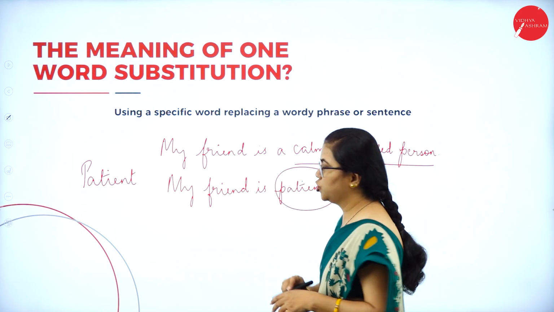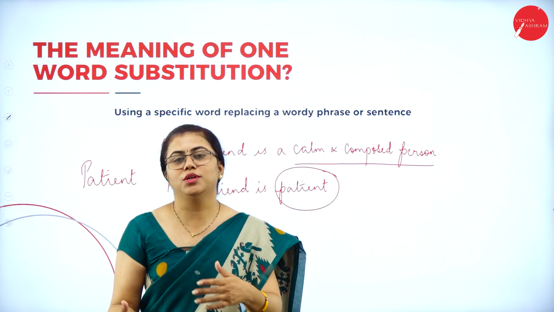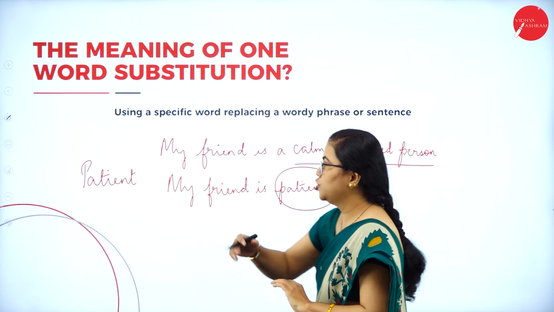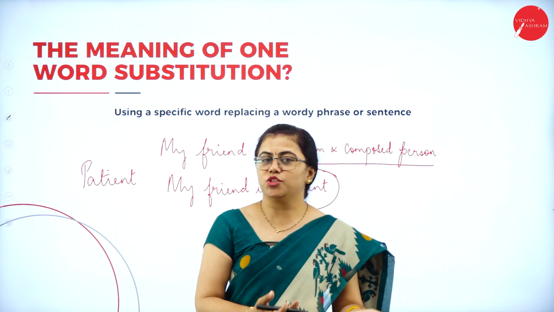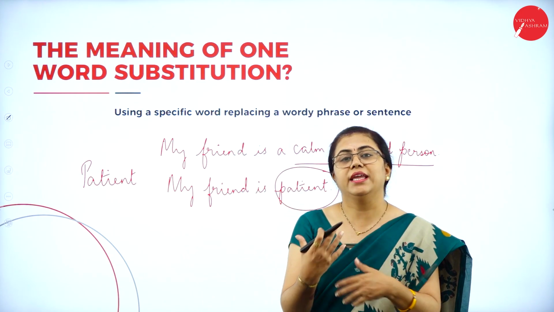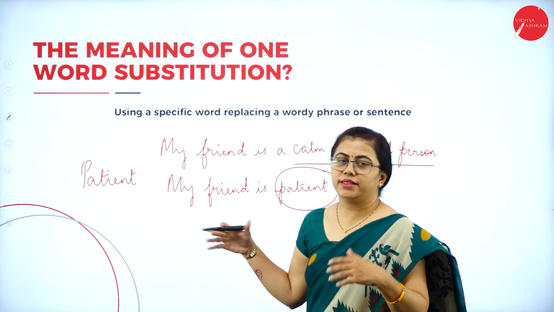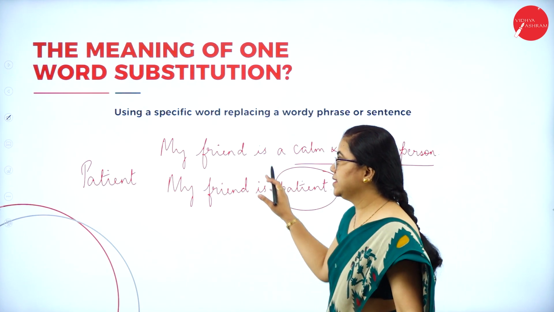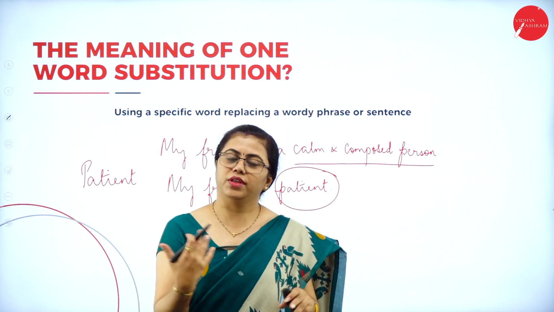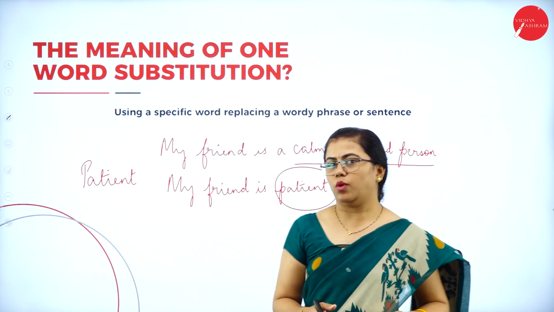Patient actually has two different meanings. Somebody who is sick is a patient, and the other person who is calm and composed, who has a great deal of patience, is also called a patient person. So this way you can replace, but the only thing is you have to read more and increase your vocabulary. This is an example of one word substitution. You replace one phrase or a few words in a sentence with one word, or maybe one or two words is also possible. That is called one word substitution.